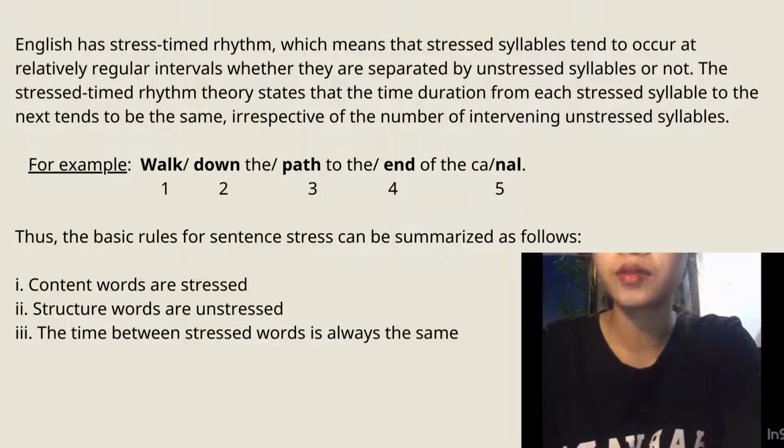The stress-timed rhythm theory states that the time duration from each stressed syllable to the next tends to be the same, irrespective of the number of intervening unstressed syllables. Thus, the basic rule for sentence stress can be summarized as follows. Content words are stressed, structural words are unstressed. The time between stressed words is always the same.